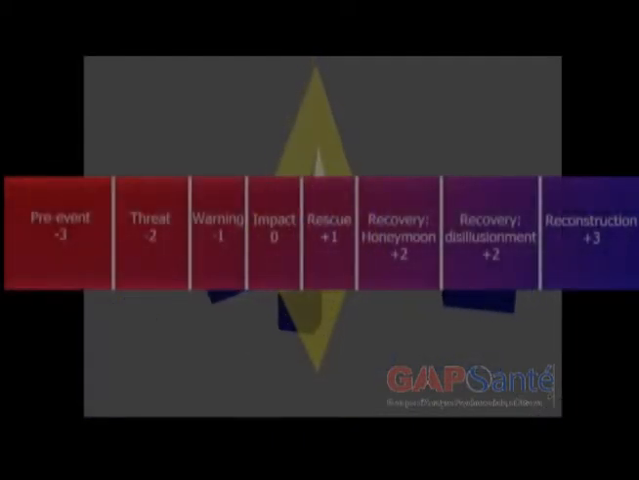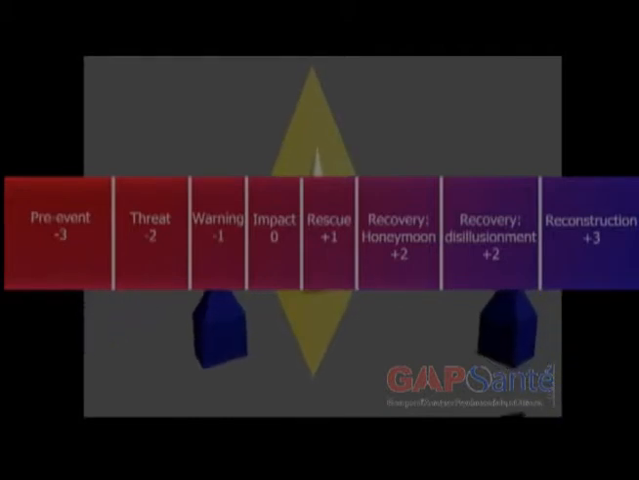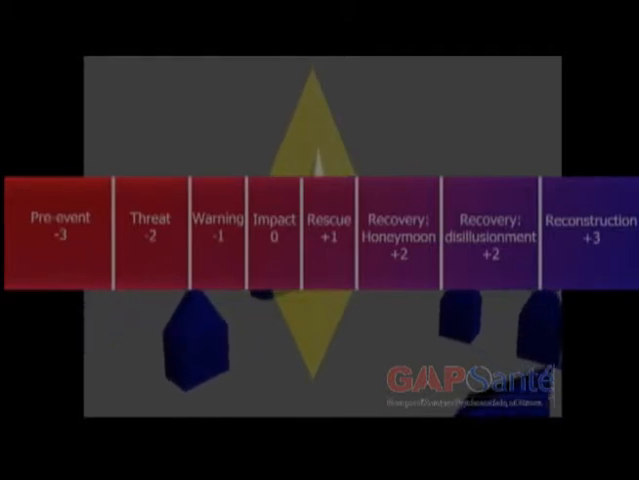Time is represented as a triangle embedded in the situation. It is connected to the situation because the situation evolves and constantly needs to be reassessed. The event timeline is divided into 8 phases, ranging from -3 to +3. -3, the phase currently being displayed, is the pre-event phase.